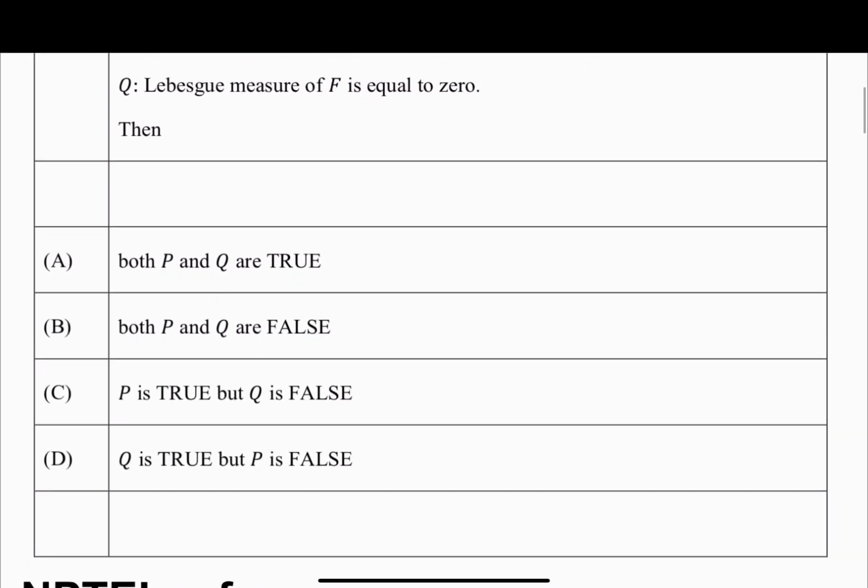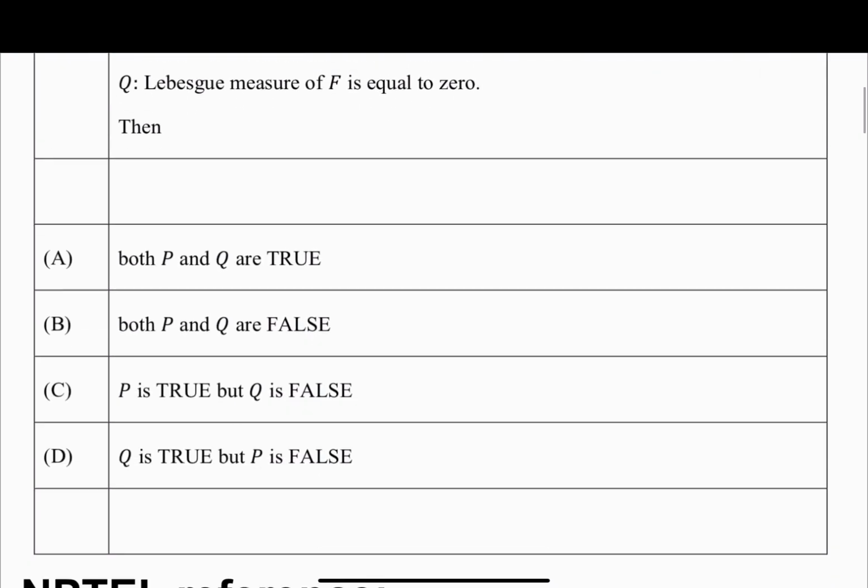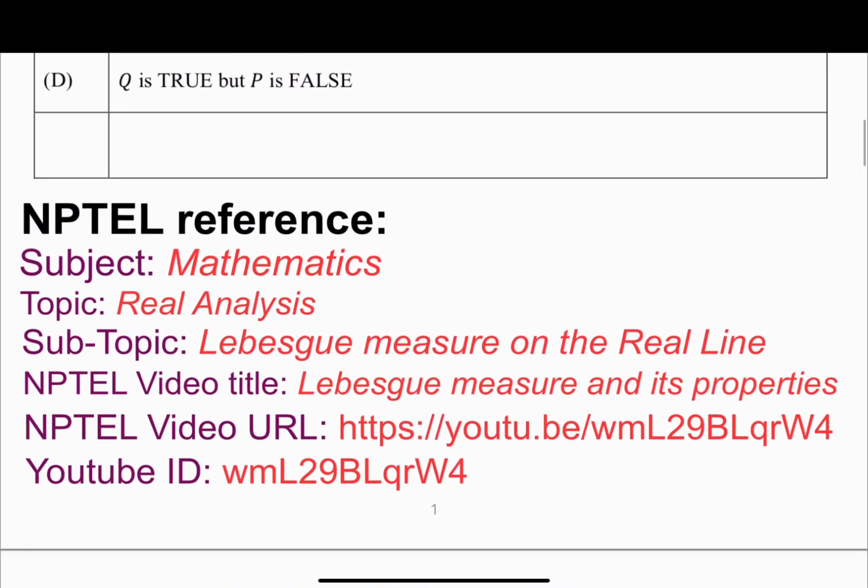Okay, four options are given. Both P and Q are true. Both P and Q are false. P is true, Q is false. Q is true, P is false. Okay, so in order to solve this, this is the NPTEL reference for this question.